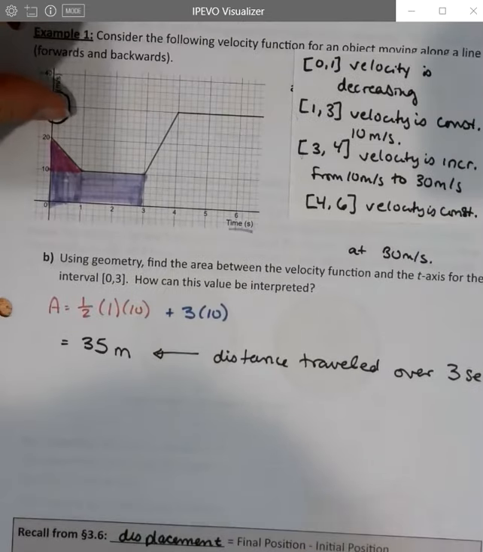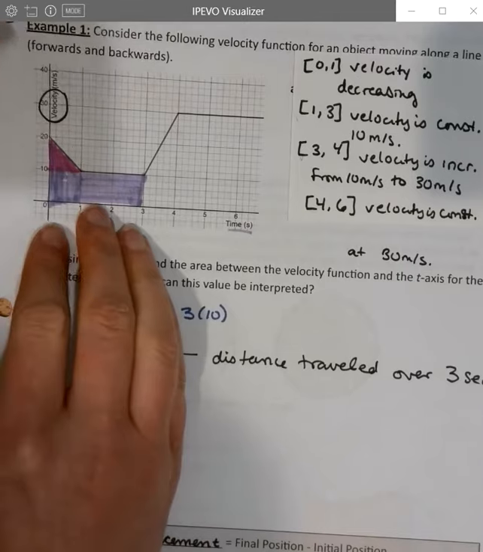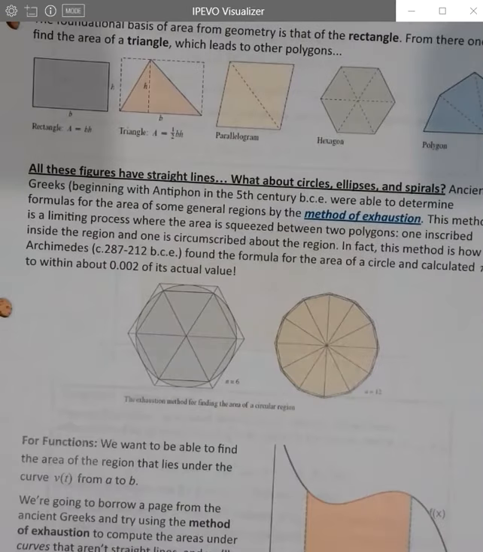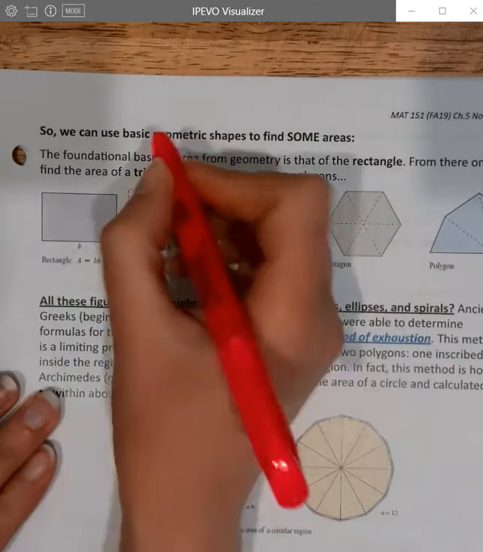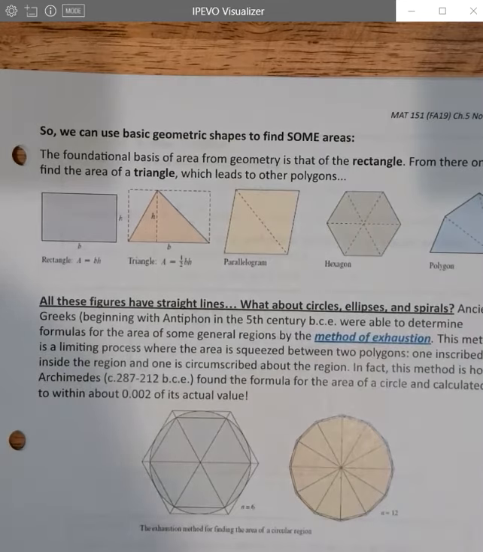Sometimes you want to find distance anyway, and then you're going to have to do some absolute values of graphs to make sure that you're looking at a positive function only. Okay, so a lot of times area under a curve will give us displacement. All right, so basic geometry was helpful. We can use basic geometry to find some areas.